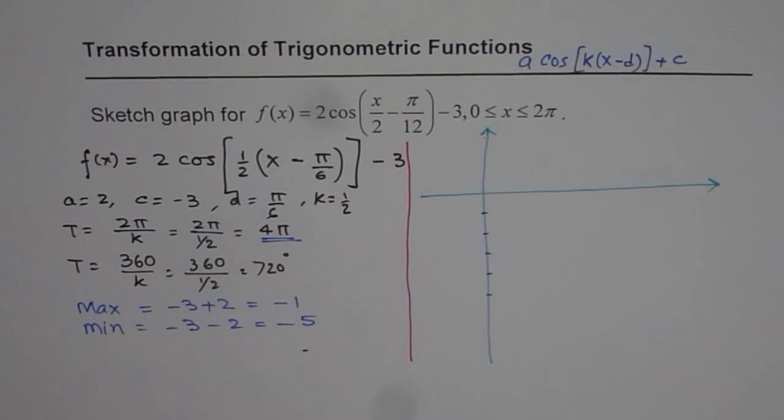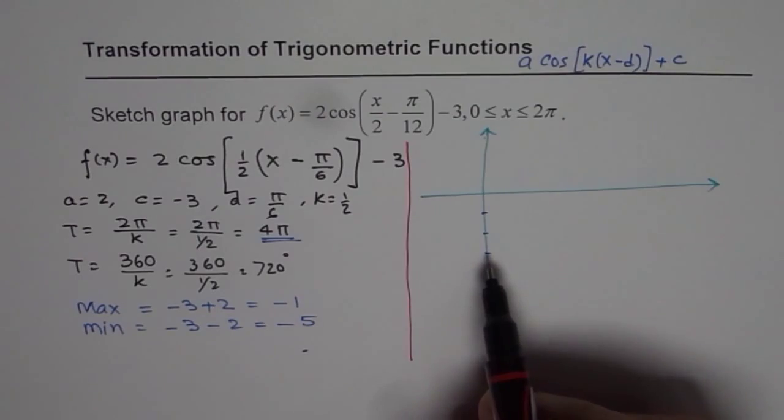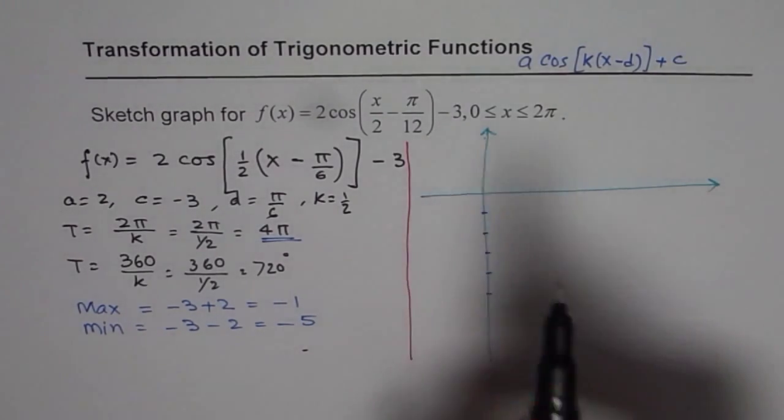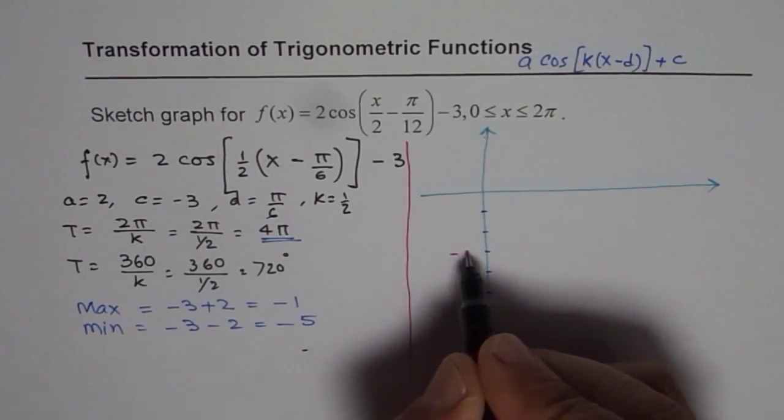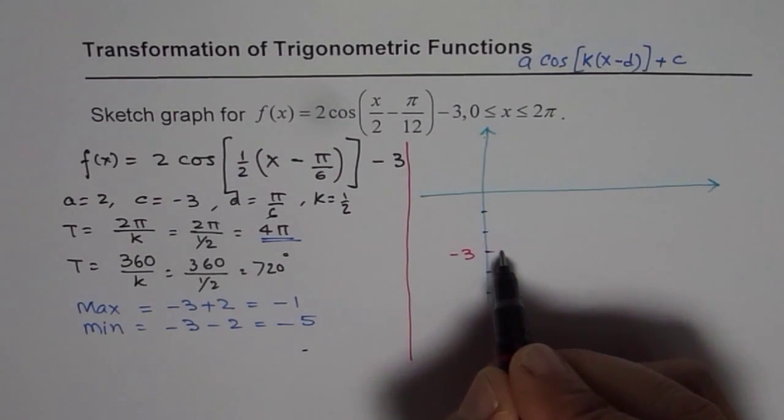So now let's start sketching the function one by one. Begin with the axis, which is at minus 3. So this is minus 3 for us. So let me draw the axis here.